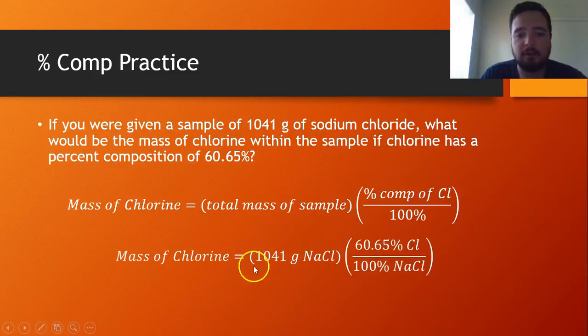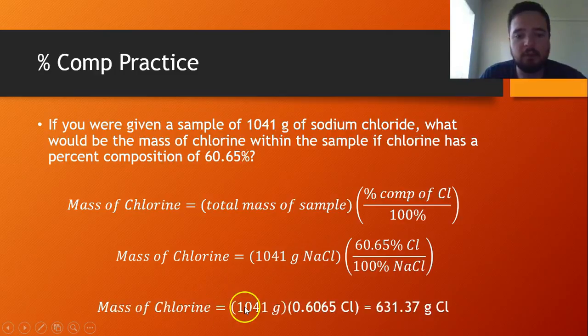So I plug it in, I have my total mass of my sample times the percent composition divided by 100, which is pretty much just going to be a fraction. So it's 1041 grams times 0.6065. The percents cancel out, so there's no percentage here. I'm just putting chlorine, okay? And so what I do is I'll end up with grams of chlorine. So I have 631.37 grams of chlorine out of that 1041, okay?